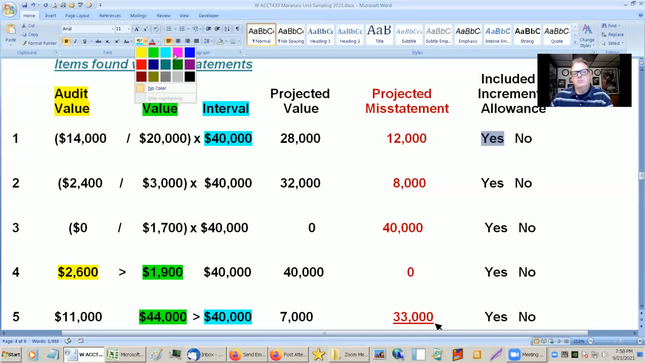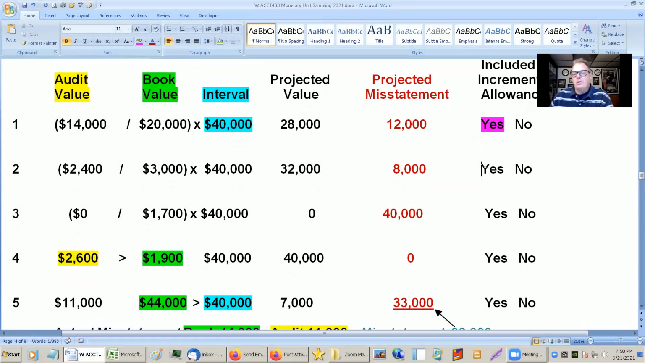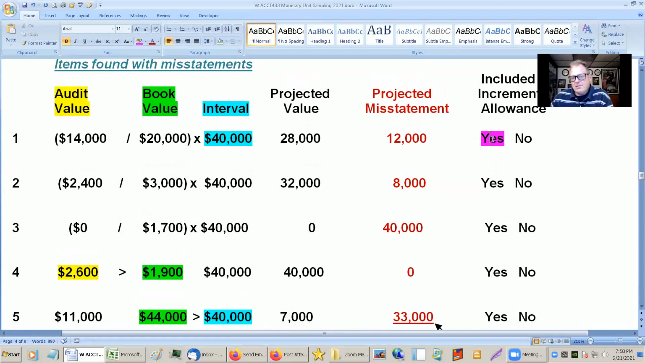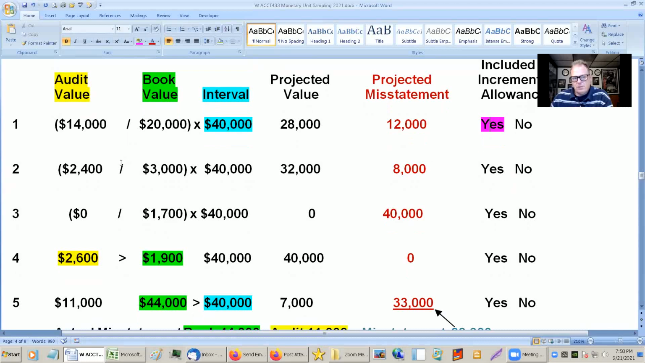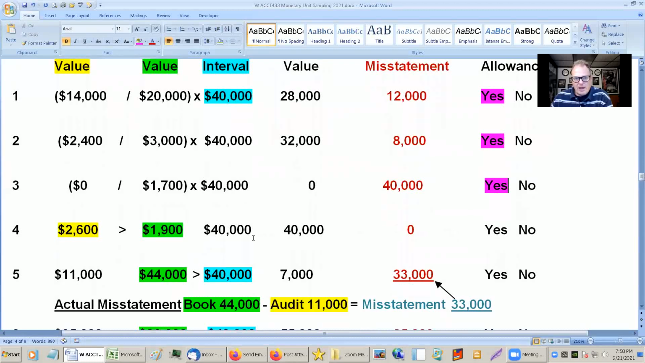Not my first choice in color, but hey, you can see it. So incremental allowance is yes for this one. Okay, book value is less than the interval. This would be yes. Book value less than the interval. Yes, there could be more things wrong in there. This one doesn't really matter. It's not an error. And by the way, we multiplied the misstatement by a number, so even if you accidentally said yes, it wouldn't matter. This is 0 times anything. But I'm going to say no.